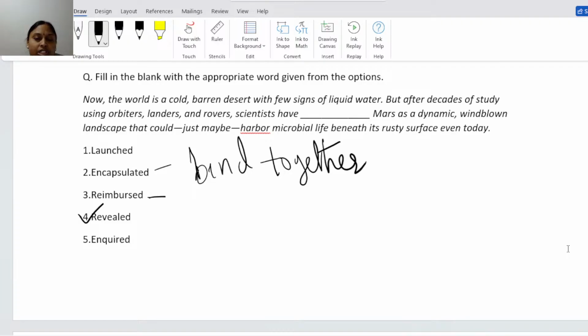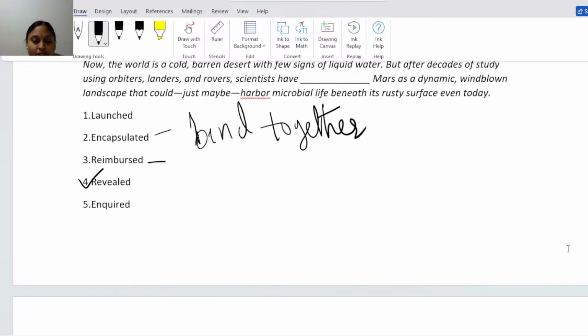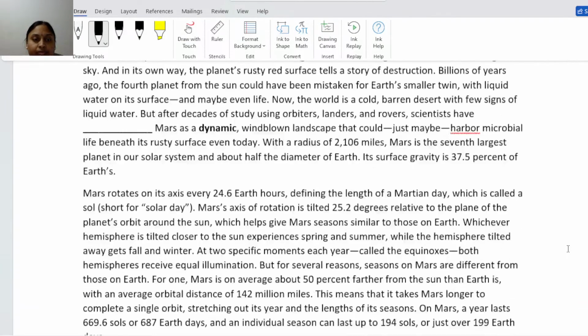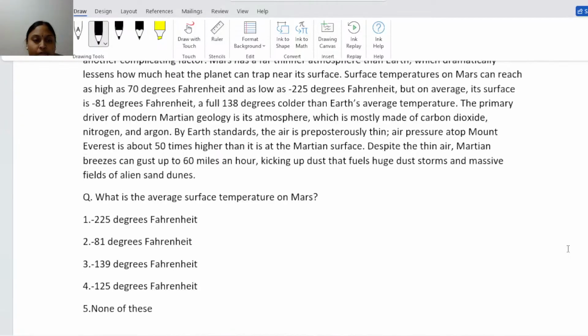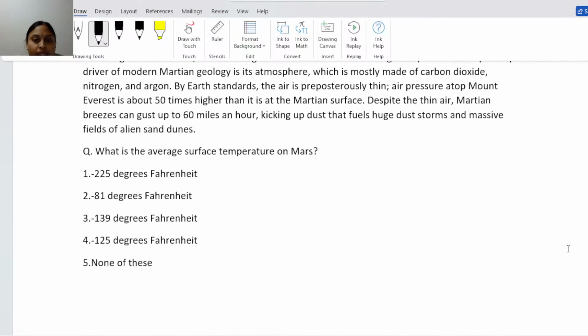Then rovers and scientists have revealed Mars as a dynamic, wind-blown landscape that could just maybe harbor microbial life beneath its rusty surface even today. So, 23rd question. What is the average temperature on Mars? So, it is already given in the paragraph, no?